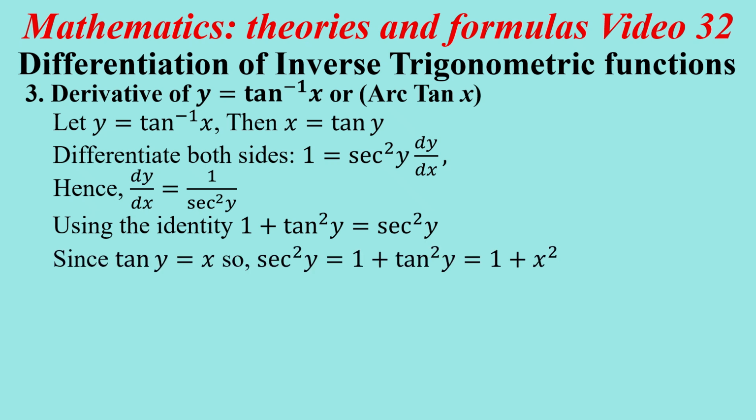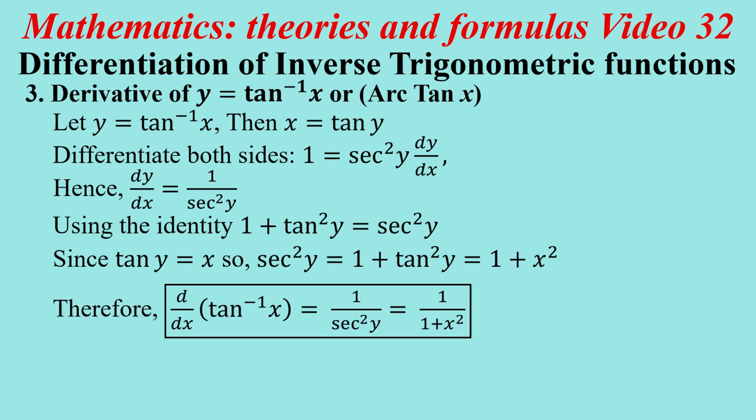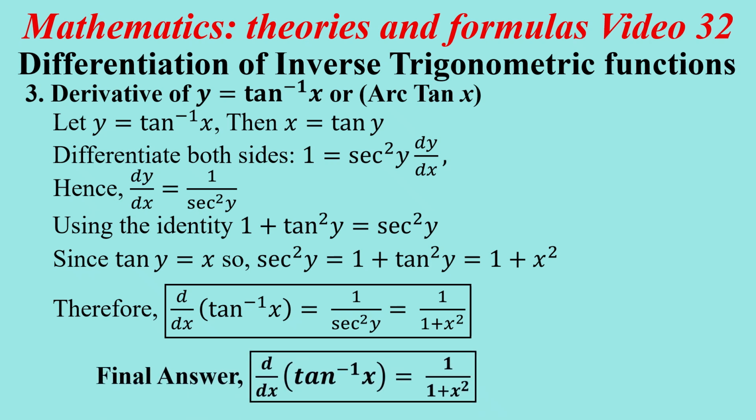Since tan y equals x, sec square y is equal to 1 plus tan square y, which is also 1 plus x square, because we replace tan square y with x square. So finally, the derivative of tan inverse x with respect to x is 1 by sec square y, which is equal to 1 by 1 plus x square, as sec square y is equal to 1 plus x square. So d dx of tan inverse x equals 1 by 1 plus x square.